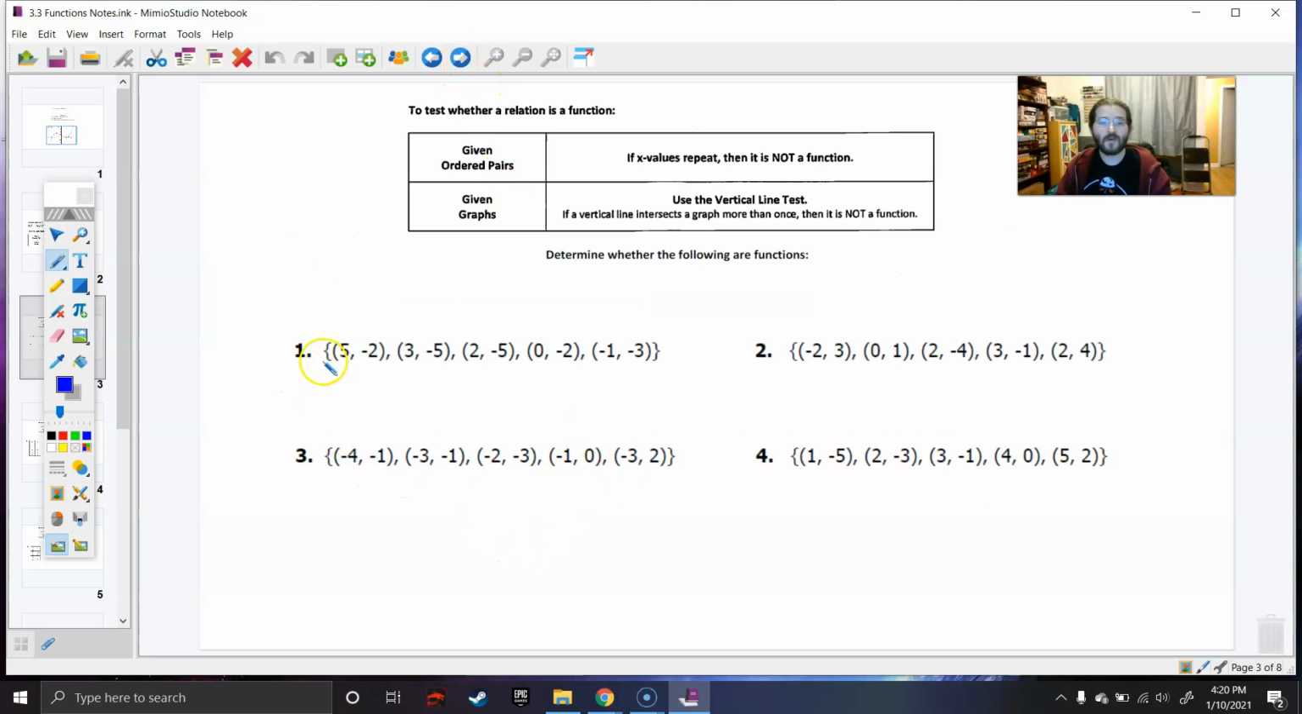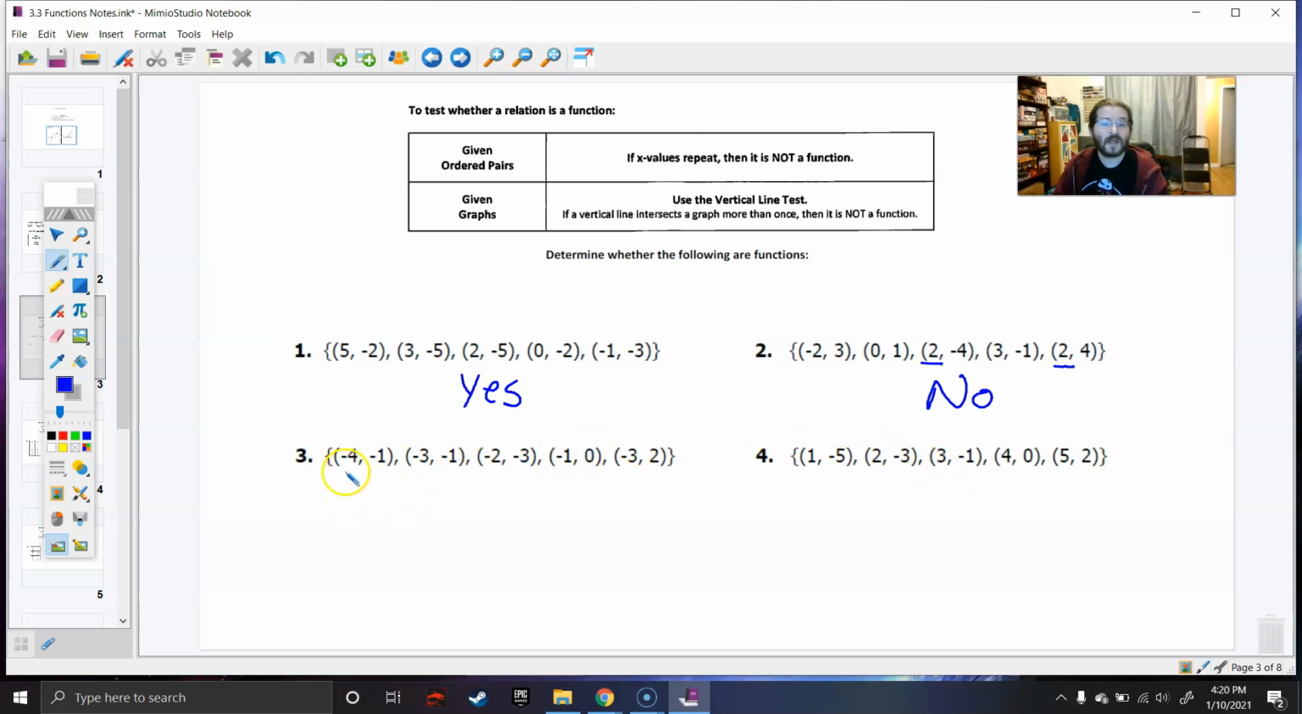All right, so we've got a group. We're going to look at just the x values because we're given ordered pairs. So we have 5, 3, 2, 0, -1. We don't have any repeats, so this is a function. All right, start our next one. -2, 0, 2, 3, 2. We've got some x values that repeat, so this is not a function.